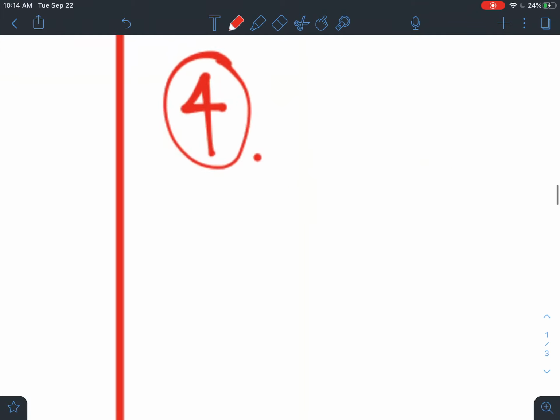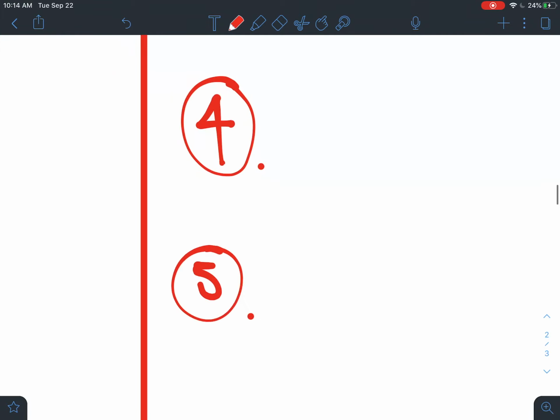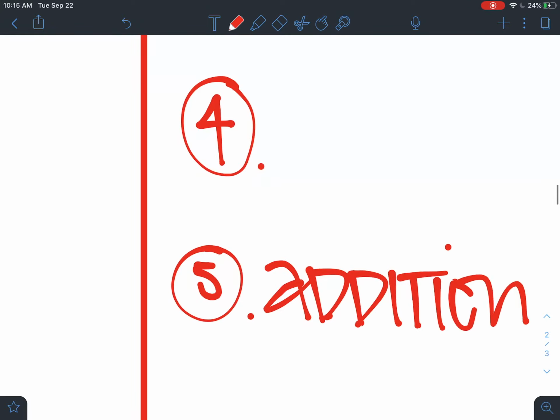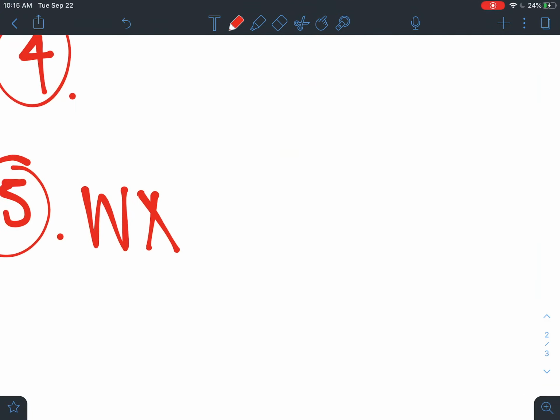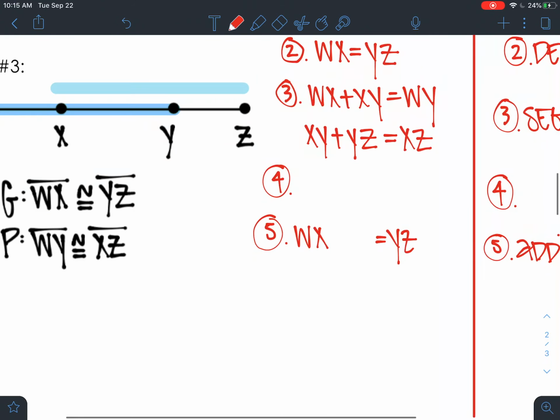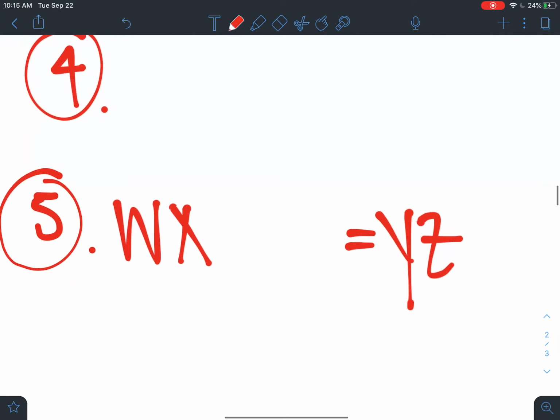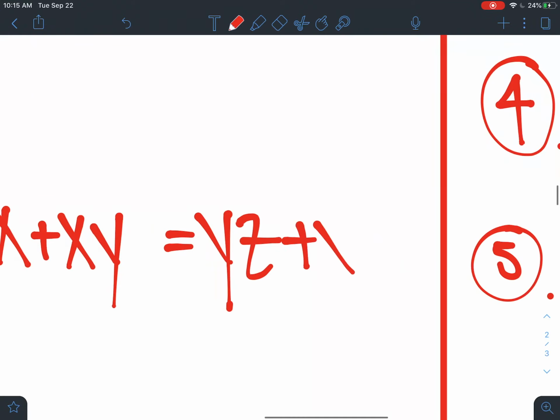So I'm going to use the addition property for this, all right? So I'm telling you I'm using the addition property. And remember, when we use the addition property, we can keep WX equal to YZ, but I'm going to add XY to both sides. So I'm going to add XY to this side, and I'm going to add XY to this side, okay? And remember, if you add the same thing to both sides, then the equality remains true.